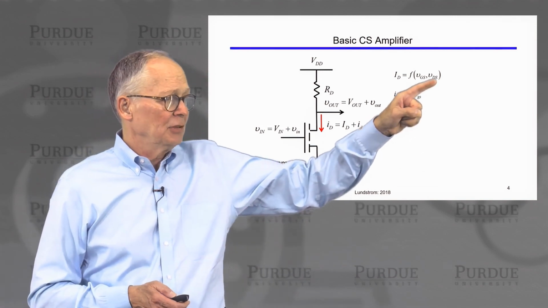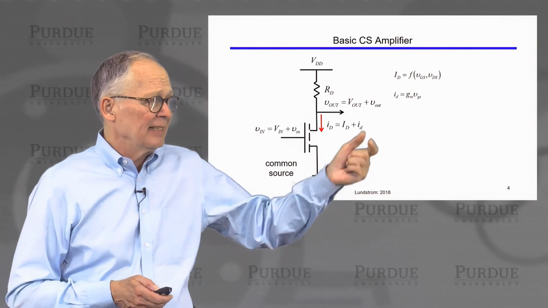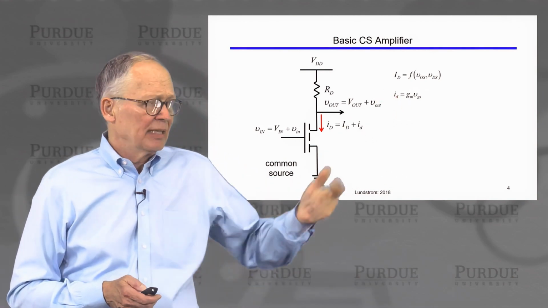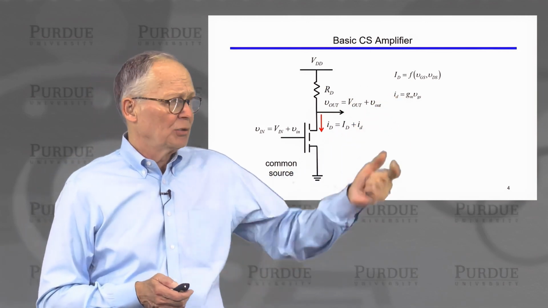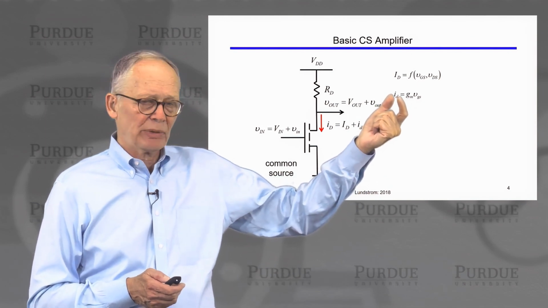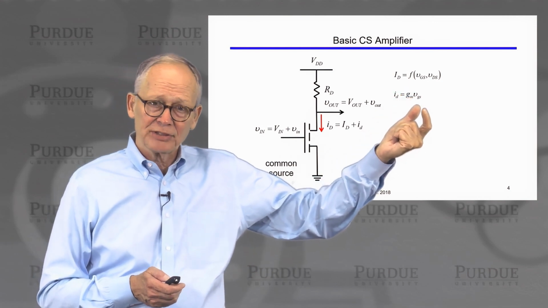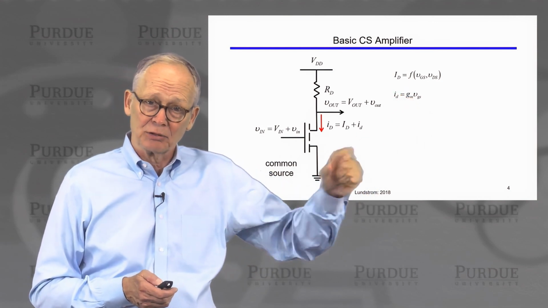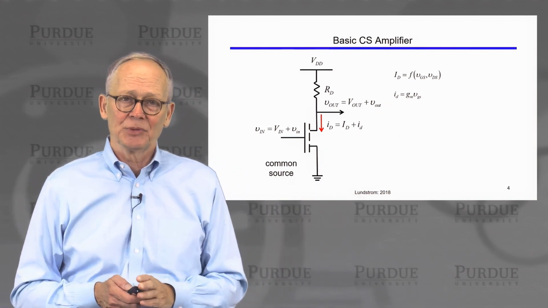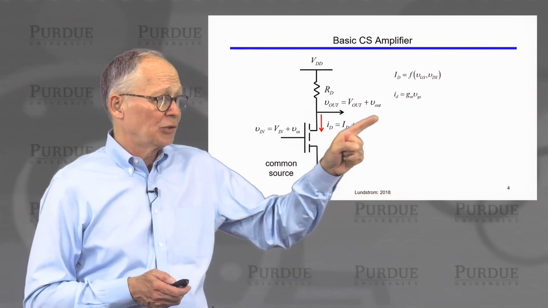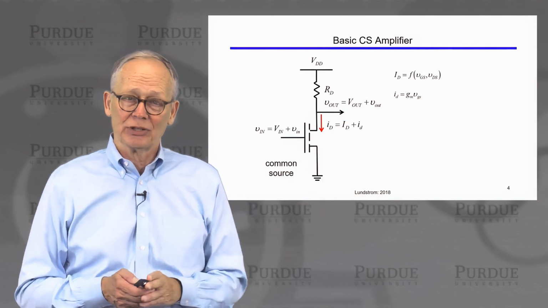So the DC current is a function of the DC voltages across the device. The AC current is a function of the small signal voltages across the device. So it makes sense to write the small signal AC current as proportional to the small signal voltage that we apply at the control terminal between the gate and the source. The constant of proportionality is g sub m. We call it transconductance, because it relates an input voltage to an output current.